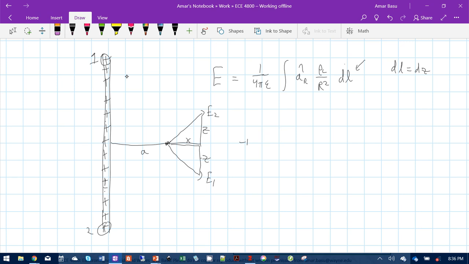I'm sorry? In this problem, this is the x direction, and then this is the z direction. So the y is out like this.